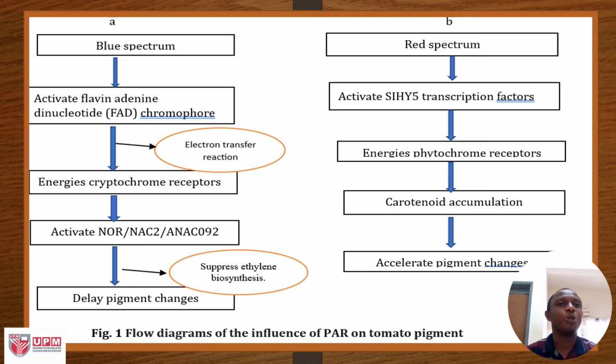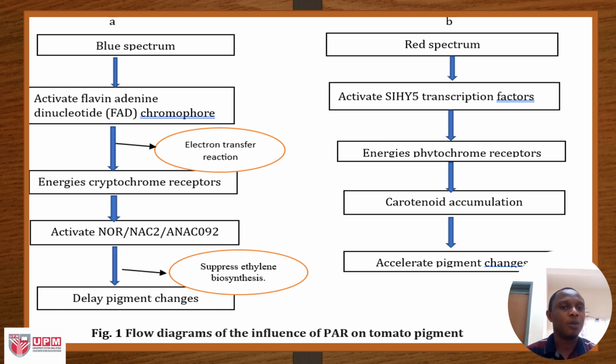The figure here shows how different spectra of PAR light can influence the pigment of tomatoes. On the left, the blue spectrum, when exposed to tomato, excites a special protein known as the flavin adenine dinucleotide chromophore. This protein promotes photoexcitation of electrons in tomatoes. This results in the activation of the cryptochrome receptor.